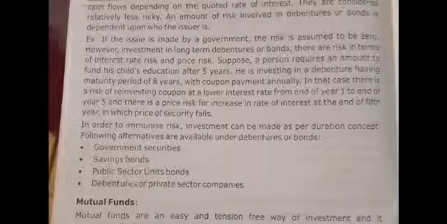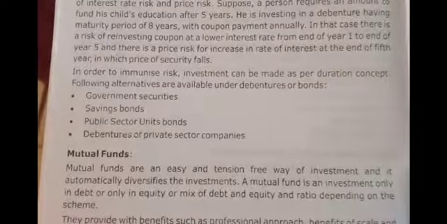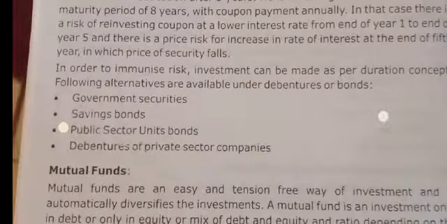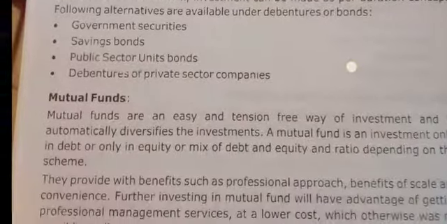The following alternatives are available under debentures: one, government securities; second, savings bonds; third, public sector unit bonds; and lastly, debentures of private sector companies. So these are the various instruments under debentures. Moving on to the next topic, that is mutual funds.